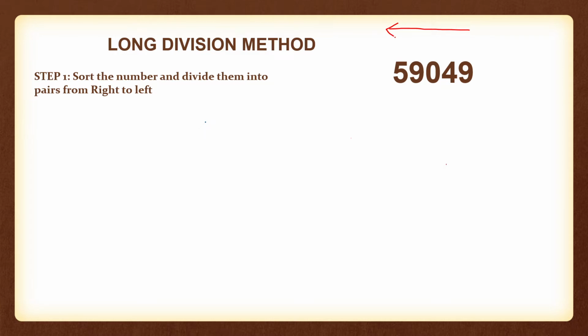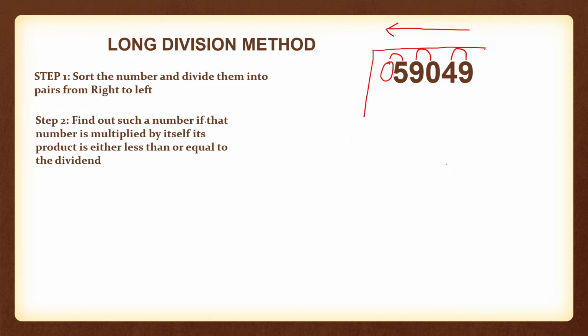59,049, let's find out the square root of this number. So first we will sort our number and divide it into pairs from right to left. So that is how we will pair it. Starting from the right, 49 is our first pair, 90 is our second pair, and we are left with 5. You can leave this 5 as it is, or if you want you can place 0 in front of 5 in order to make it a pair as well.